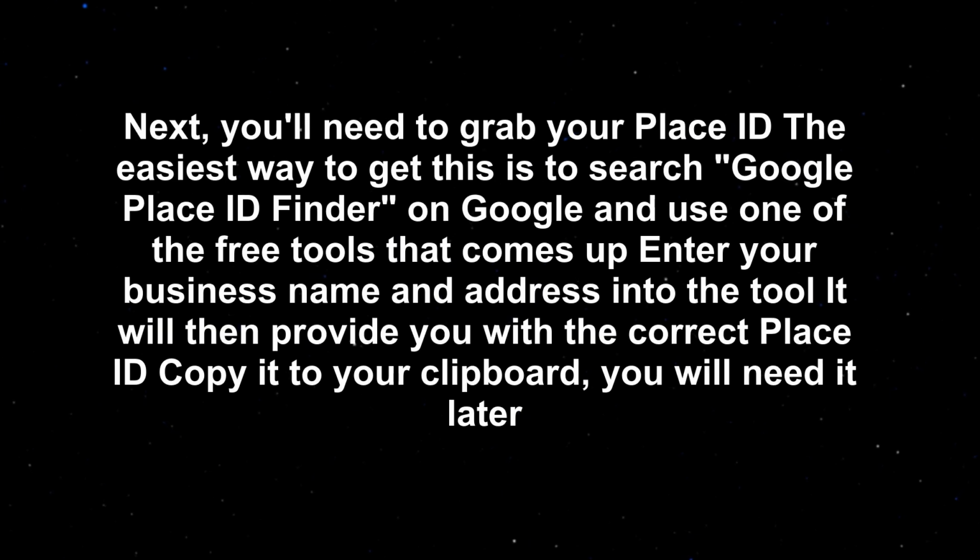Next, you'll need to grab your Place ID. The easiest way to get this is to search Google Place ID Finder on Google and use one of the free tools that comes up. Enter your business name and address into the tool. It will then provide you with the correct Place ID. Copy it to your clipboard. You will need it later.